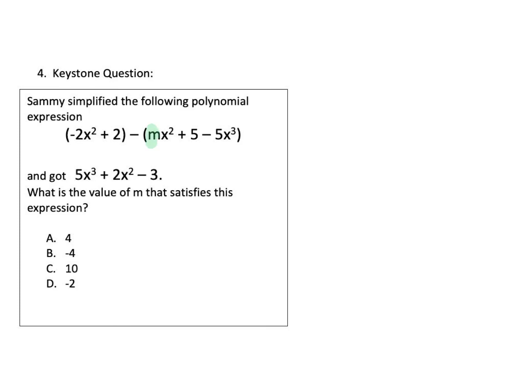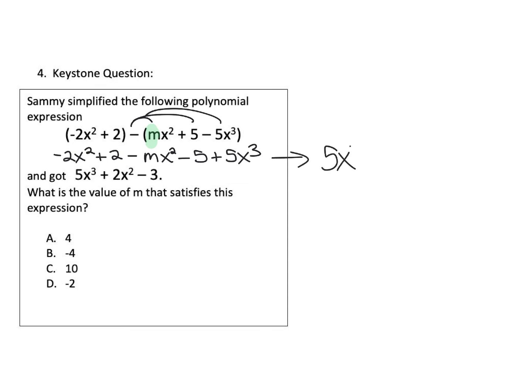In order to do that, I would begin by just distributing my negative like everything else. So that gives me -2x squared plus 2 minus mx squared minus 5 plus 5x cubed. All right, and I go to combine my like terms. So 5x cubed, yep, got that, right? So did Sammy.